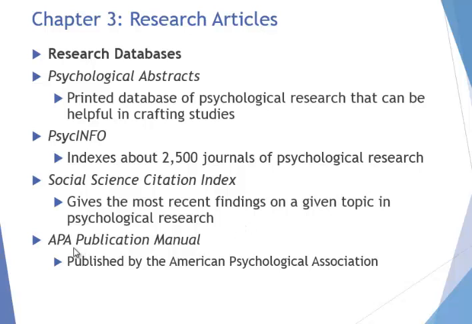You've got the Social Science Citation Index, which gives the most recent findings on a given topic in psychological research, and the APA, the American Psychiatric Association Publication Manual, or the American Psychological Association, whatever it is, discusses the various publications that are relevant to articles that are important in psychological research.